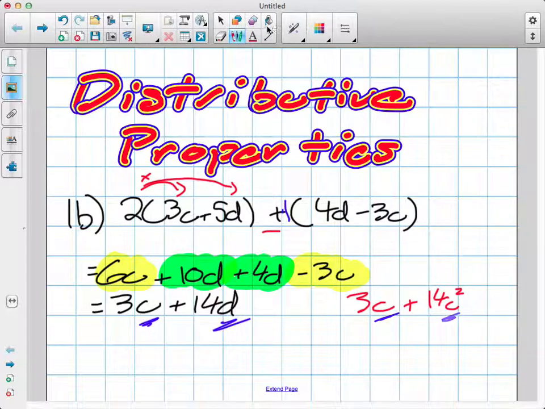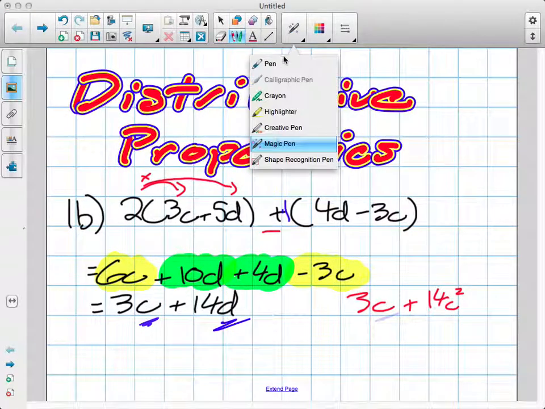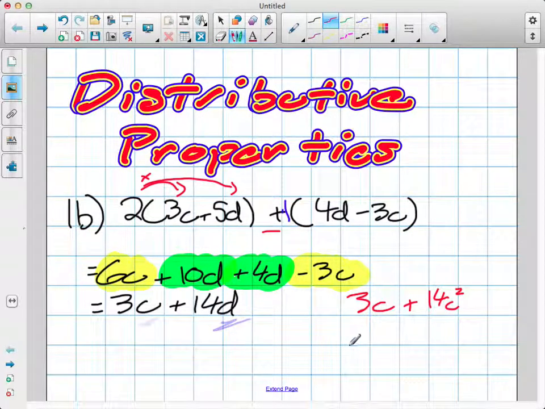What if it just said 3c plus 14? Can I collect these? Why not? Again, no variable. Good. Okay? That's how we're going to know what terms we can collect and cannot collect. It has to do with the power of the variable.